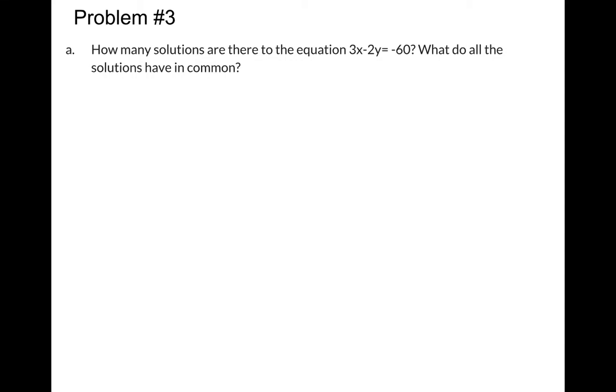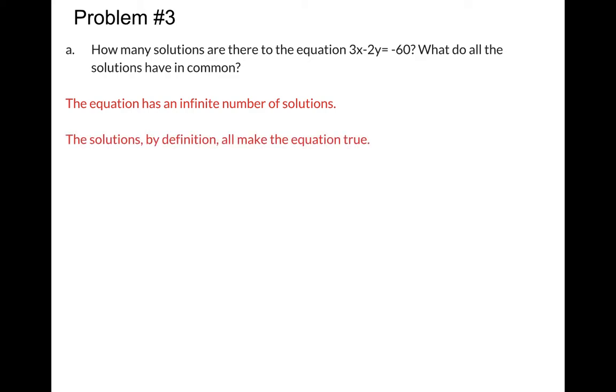Problem number 3 is asking how many solutions there are to the equation 3x minus 2y equals negative 60, and what the solutions have in common. Well, there are an infinite number of solutions, right? Any value I put in for x, I can put in a value for y to get that. And so this equation has an infinite number of solutions. But what do I know that they all have in common?